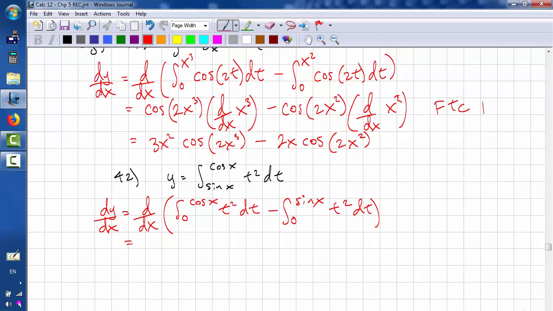Okay, and now we can substitute. We're doing t squared, and t is going to be cos x. So we have cos squared x. And now we have to do the derivative of cos x, minus, we're substituting sine x for t, so we have sine squared x. And we have to do the derivative of sine x.